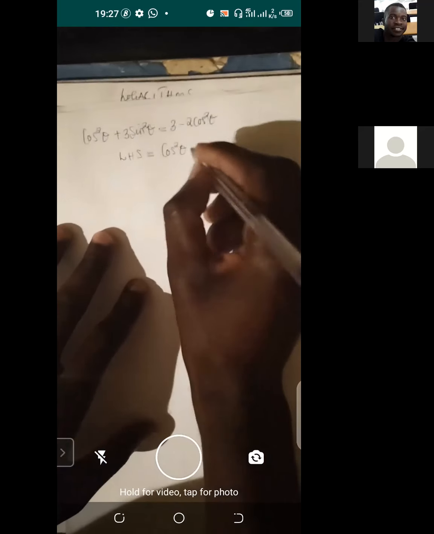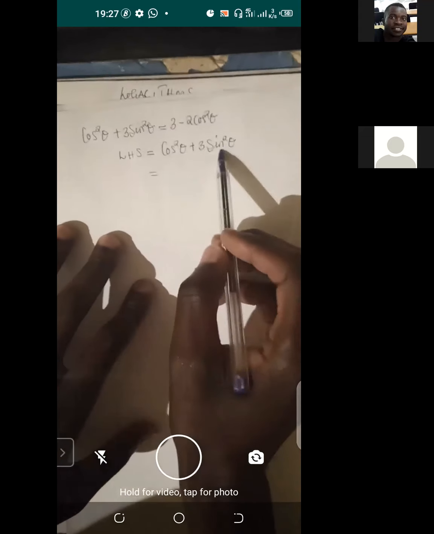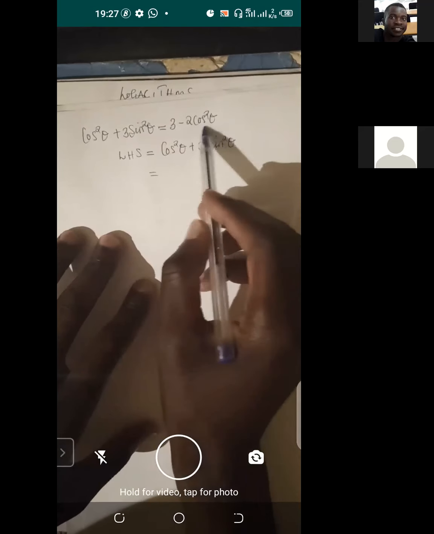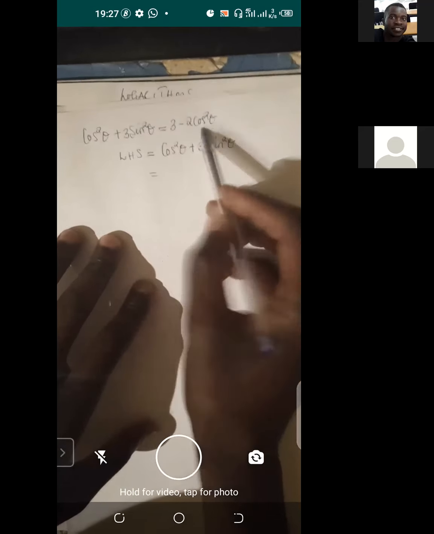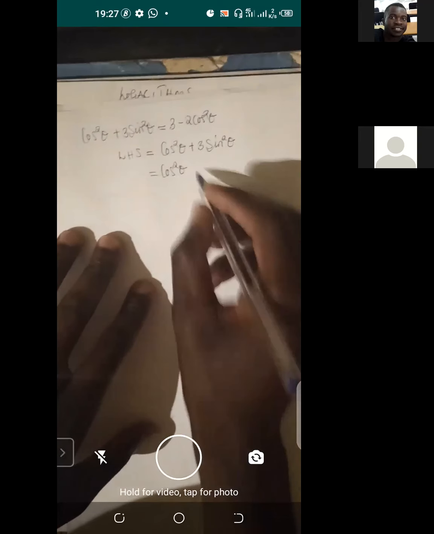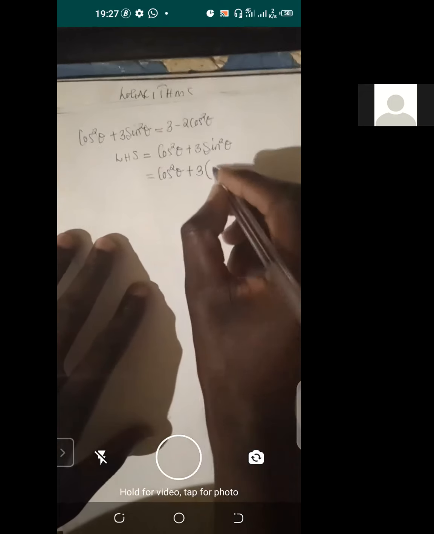So the left-hand side is equal to cos squared theta plus 3 sine squared theta. Right. So you have a cos squared theta and a sine squared theta, but on the right-hand side, you have a cos squared theta. So the keen interest is in the cos function. So here you have to create a cosine function. How do you do that? You know that. So this one, maintain it. This is cos squared theta plus 3, but you know sine squared theta is 1 minus cos squared theta.